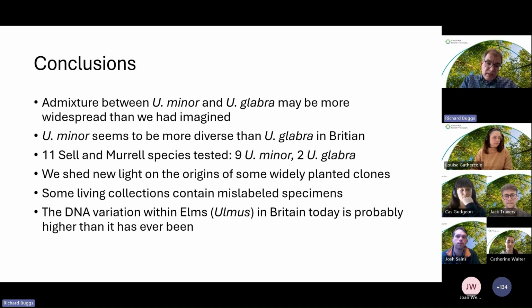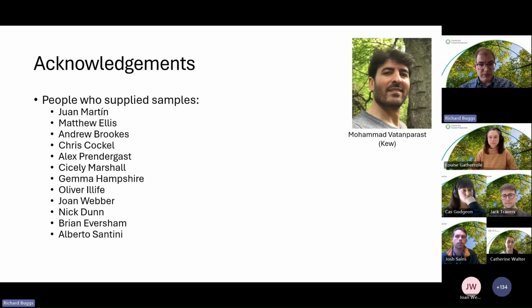And in conclusion, DNA variation within elms in Britain is clearly higher today than it's ever been in the past due to all of these introductions. So there's lots to be encouraged about for the future of elm in Britain.